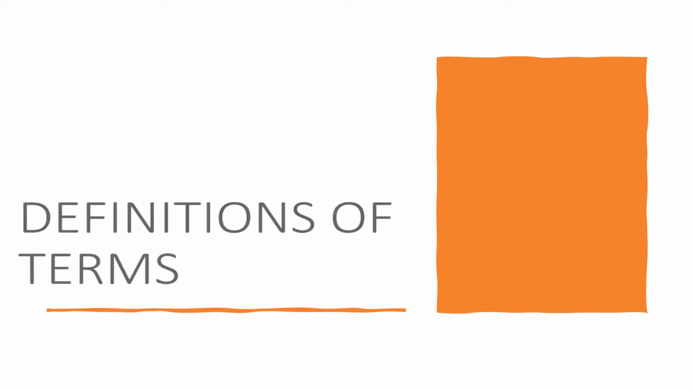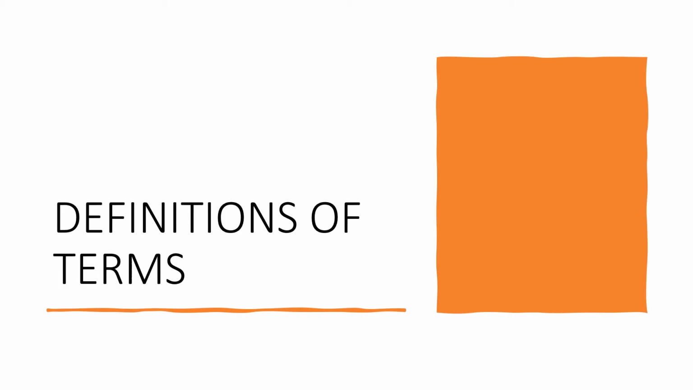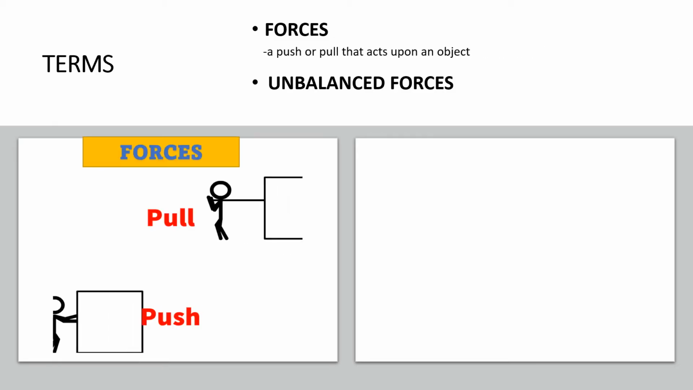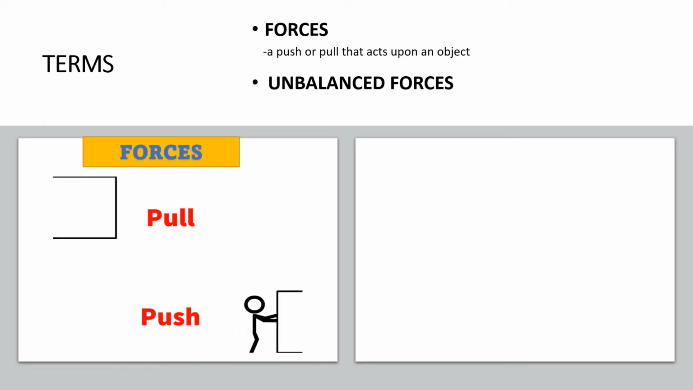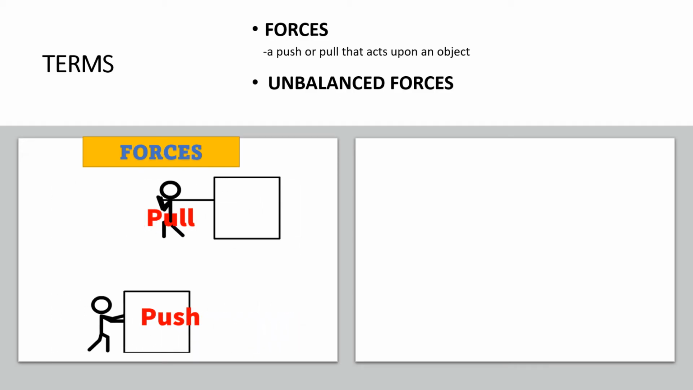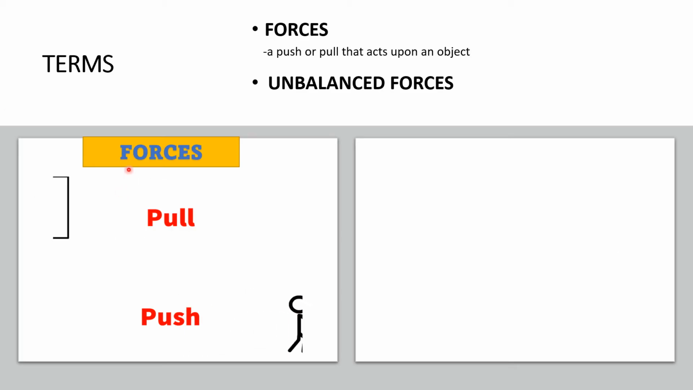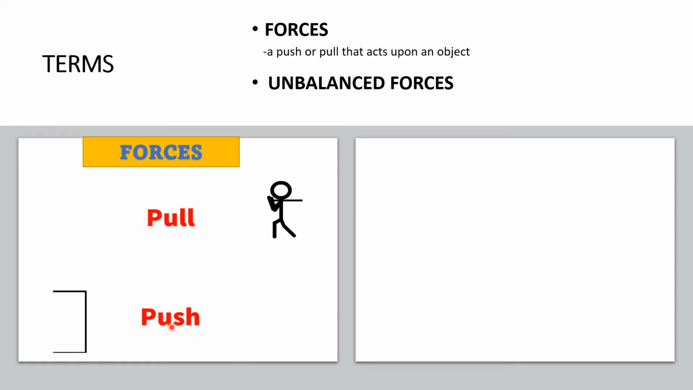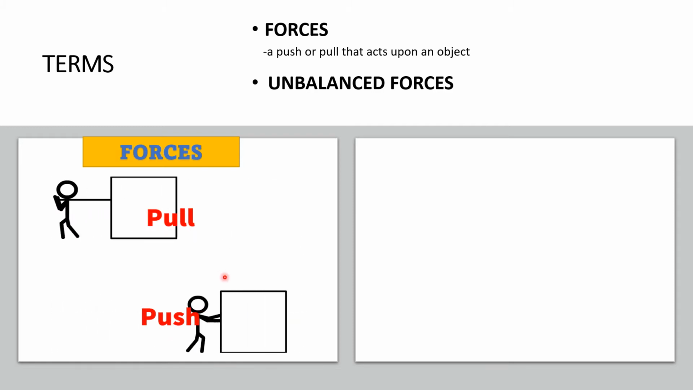For you to understand our topic very well, let us define or unlock some important terms that you will encounter in this lesson. So here are the terms. So we have forces and unbalanced forces. When we say forces, it is a push or pull that acts upon an object. As you can see in this example, I have here a stickman pulling an object and another stickman pushing an object to show what force is.